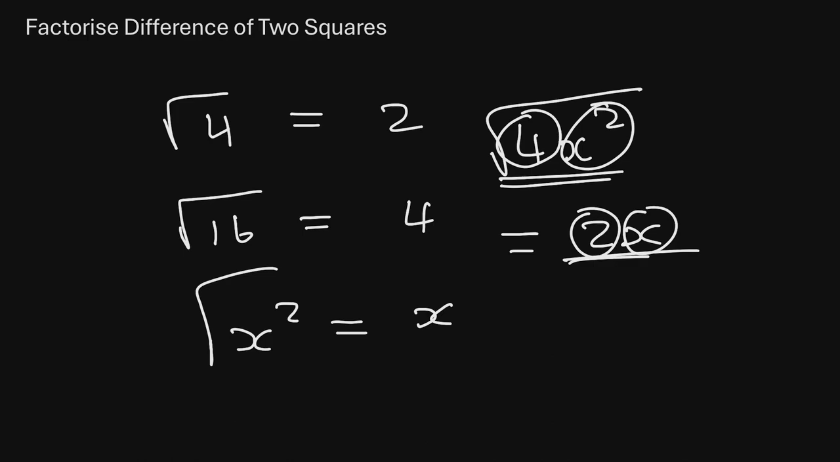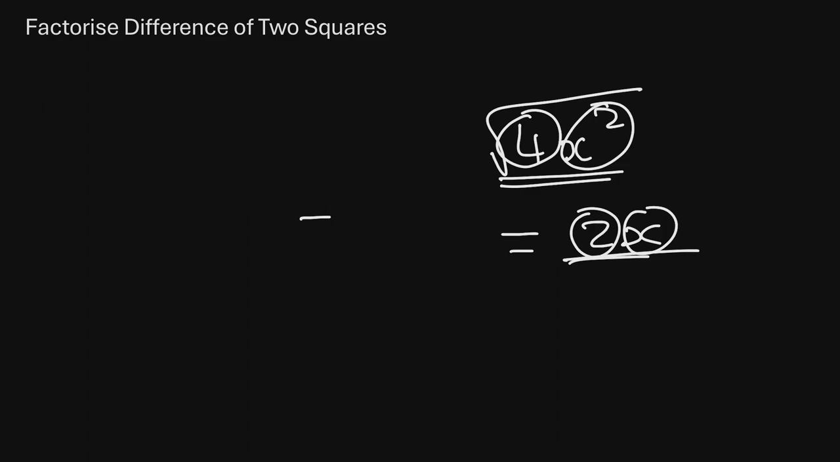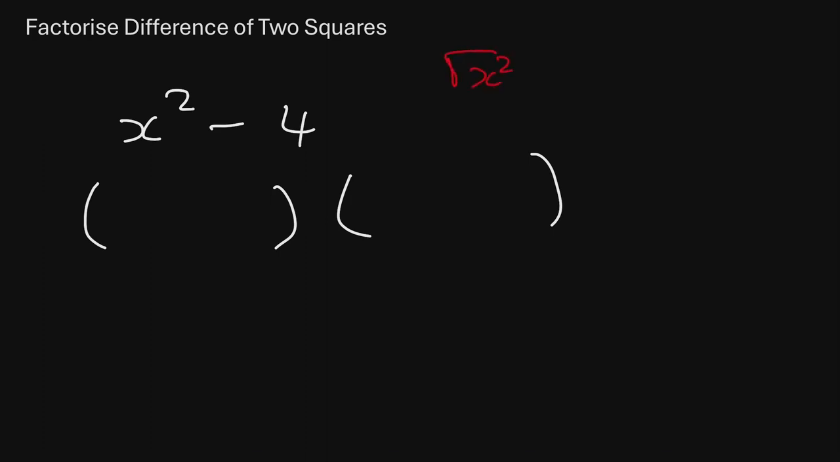So now we can start to factorize difference of two squares. If we have x squared minus 4, this is called a difference of two squares. The difference means subtraction between two perfect squares. So to factorize a difference of two squares, you are going to open two brackets. Then you first ask, what is the square root of the first term? The square root of x squared, we know, is x.